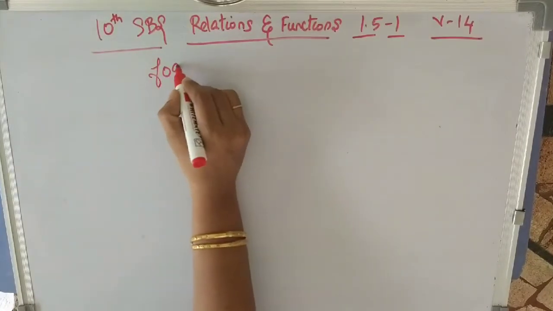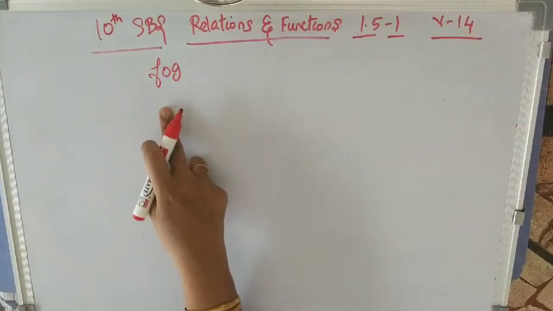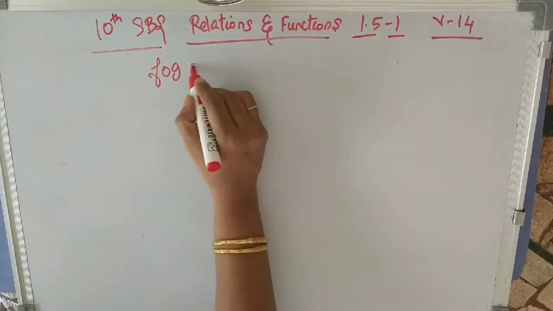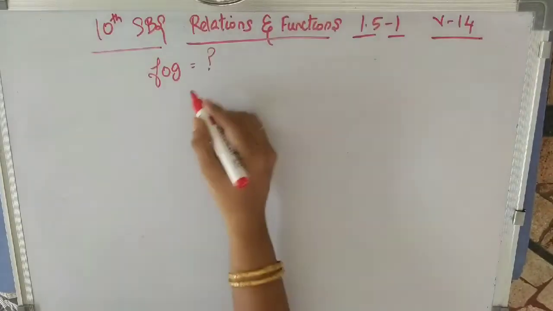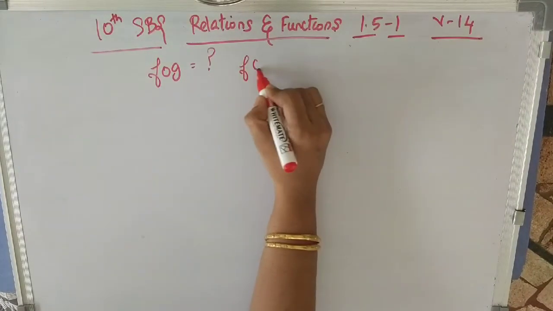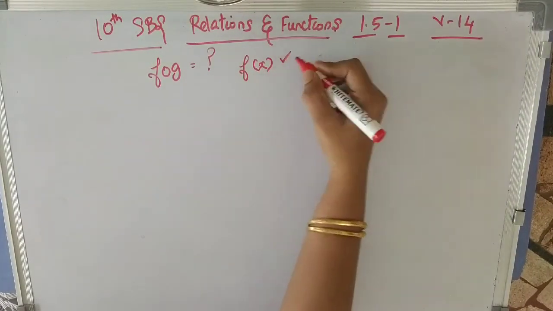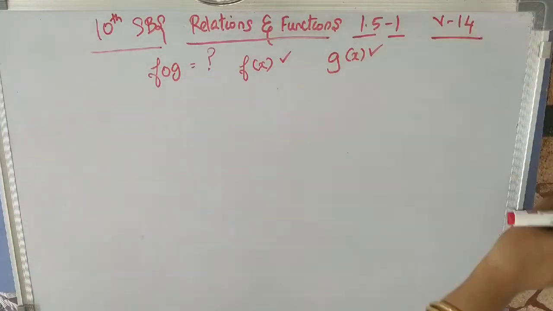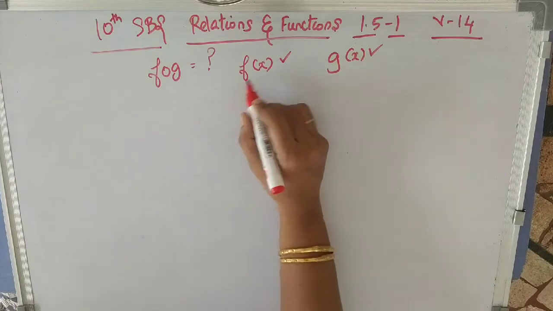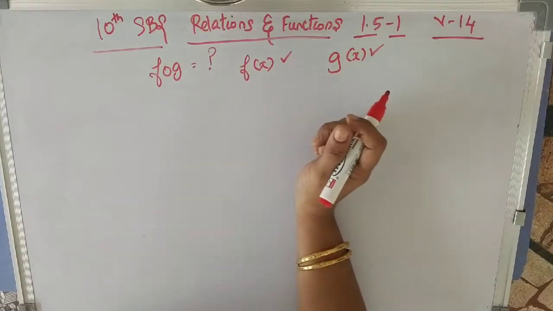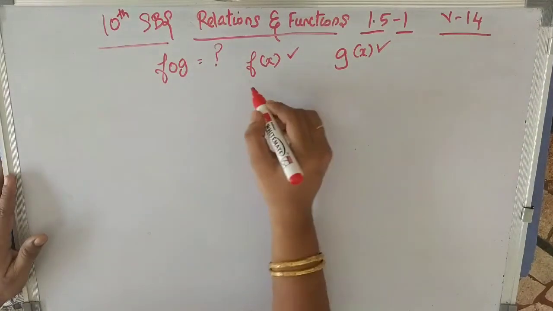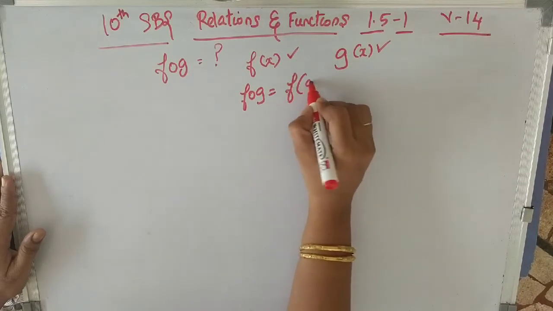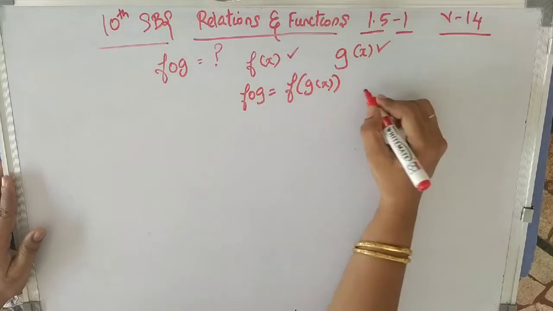Before going into the exercise, we need to know what is f dot g. Do you have any idea what is f dot g? Let me explain. Let us take two polynomials, f of x and g of x. Now, what is f dot g? f dot g is f of g of x. Clear? f of g of x.